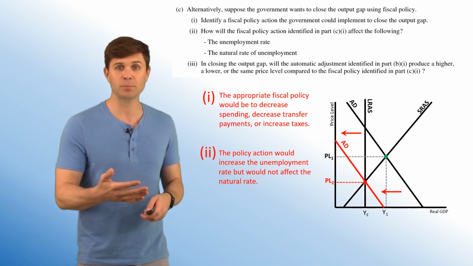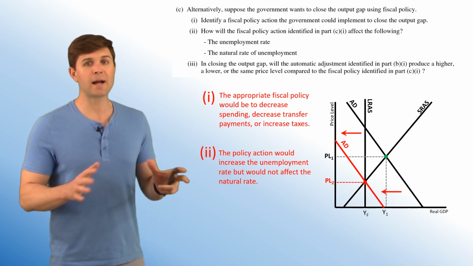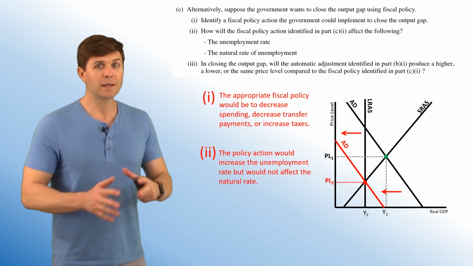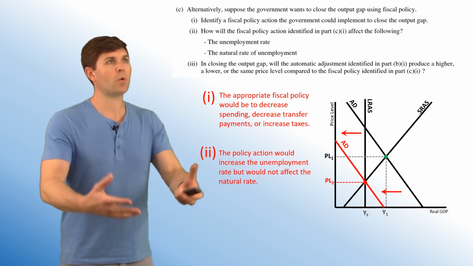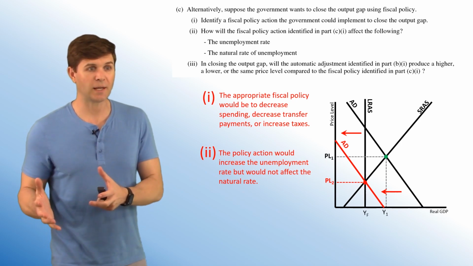Now, the natural rate of unemployment is the next part. How will the natural rate be affected? It's not going to change at all. Our natural rate of unemployment is 4 to 6%. It's not changing unless the government or one of our bureaucracies decides that it's going to change.